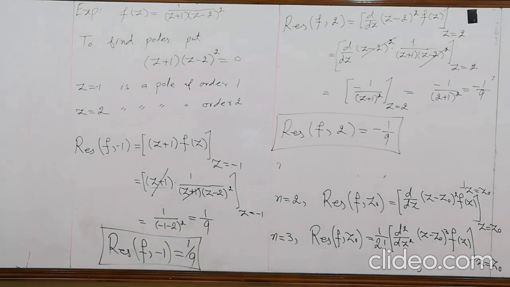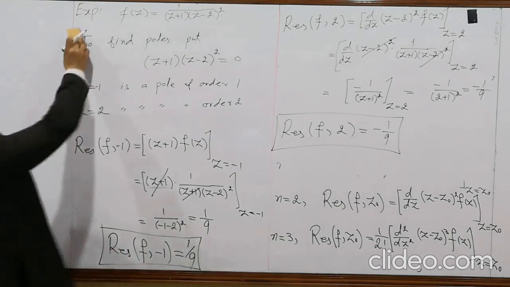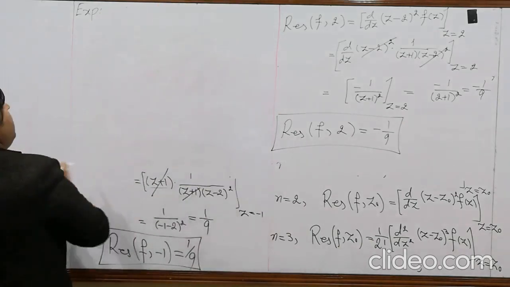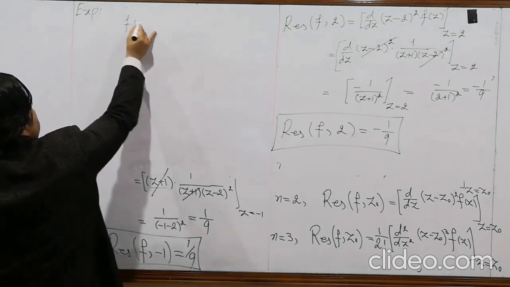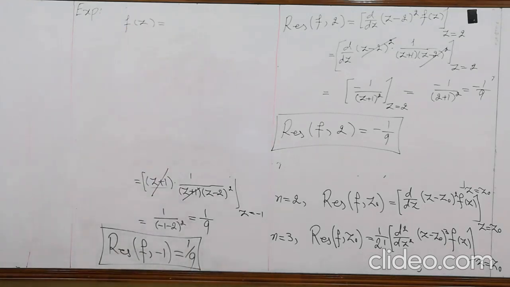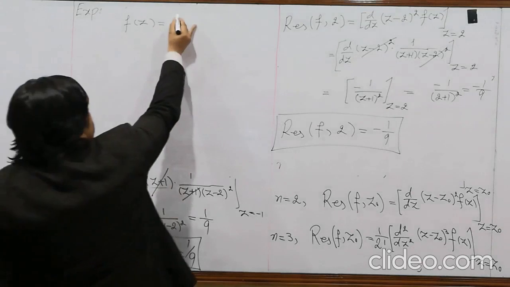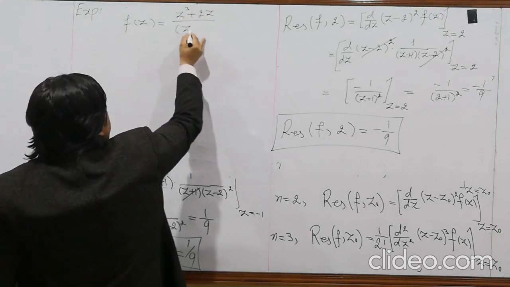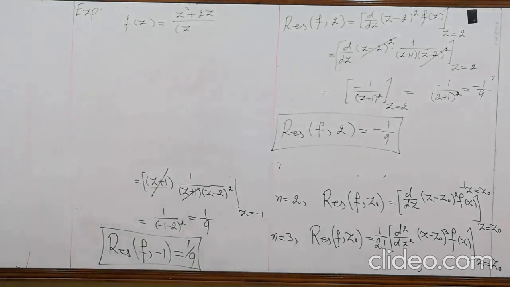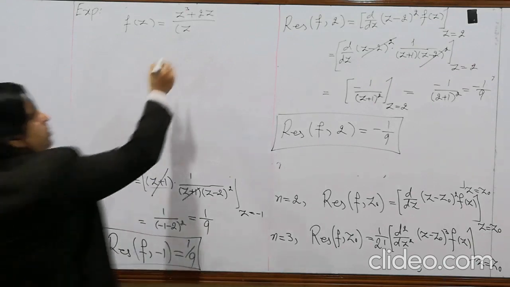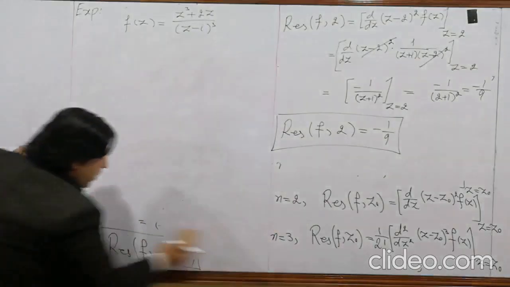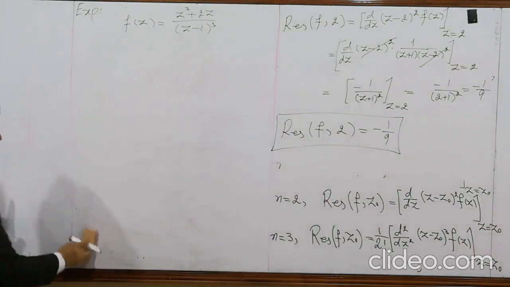In this question we have to find the residue of a function f of z, which is equal to z cube plus 2z divided by z minus iota cube. This is the given question. And we have to find the residue of this function.